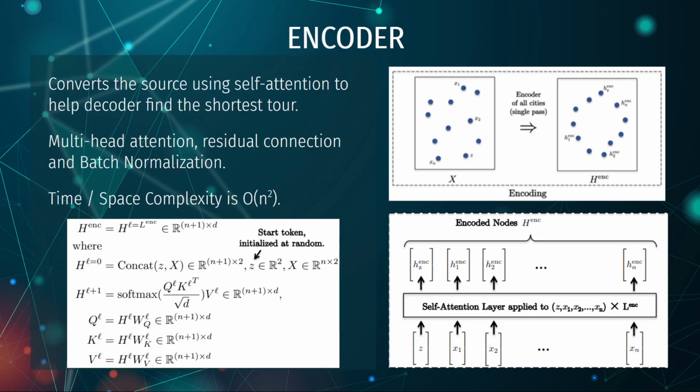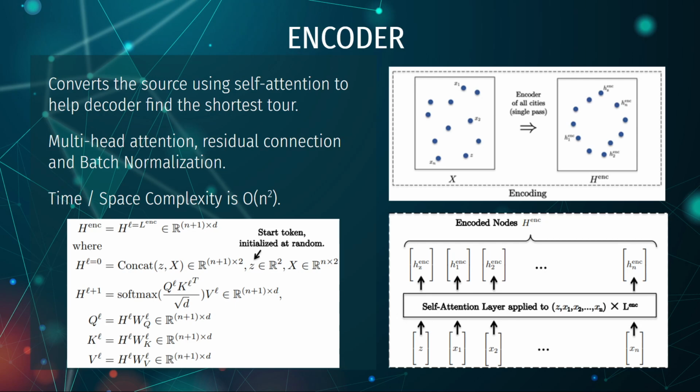Now, talking about the encoder part, the set of points in a 2D space that we have as source would be converted using self-attention into a representation that would make it easier for the decoder to find the shortest path. The encoder utilizes multi-head attention, residual connections, and batch normalization. A dummy node Z is also inserted as a start token. The memory and time complexity of this process is order of n squared.